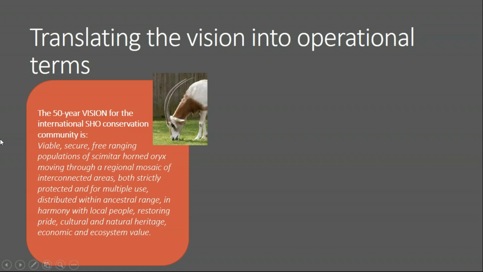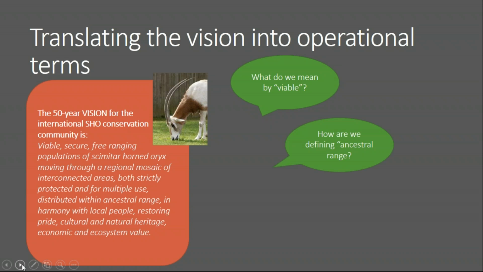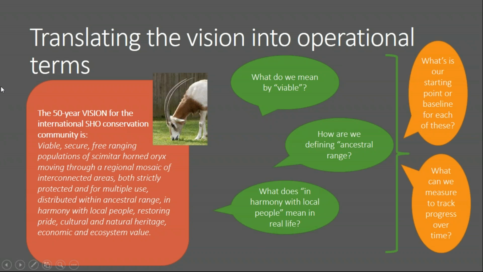So if we come back to the Scimitar Horned vision, we have these viable, secure, free-ranging populations, etc., etc. But when we start to drill down into this, we need a better understanding of what we mean by viable. So what do we mean by viable? How are we defining ancestral range? That's not always obvious. What does in harmony with local people really mean in practical terms? And what's our starting point or baseline for each of these? So where are we now with each of these, and what kinds of things might we be able to measure to track our progress over time towards this vision?